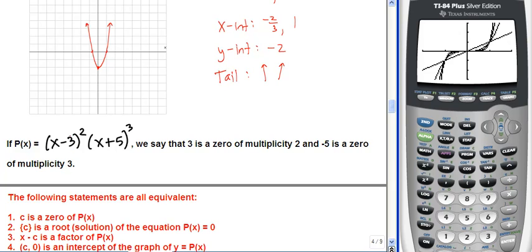So this factor x minus 3 would have a solution of 3, and what we say is that 3 is a 0 of multiplicity 2, and negative 5, which is the 0 for this factor, is a 0 of multiplicity 3. And very similar to our statements earlier about getting flatter if the power is higher, the same thing is going to be true here with multiplicity. The higher the multiplicity, the flatter the graph will go through that intercept. And we'll see examples of this in just a moment.